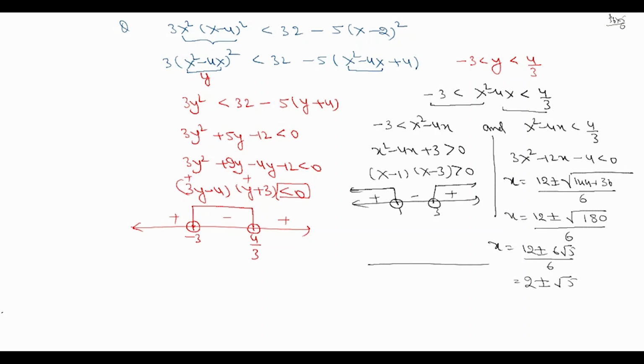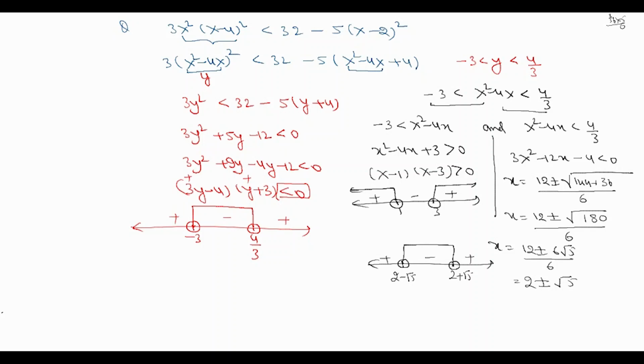So here I'll get 2 minus root 5 and then here will be 2 plus root 5. So rightmost is plus. So plus, minus and plus, I need minus. So value of x should lie between 2 minus root 5 to 2 plus root 5.